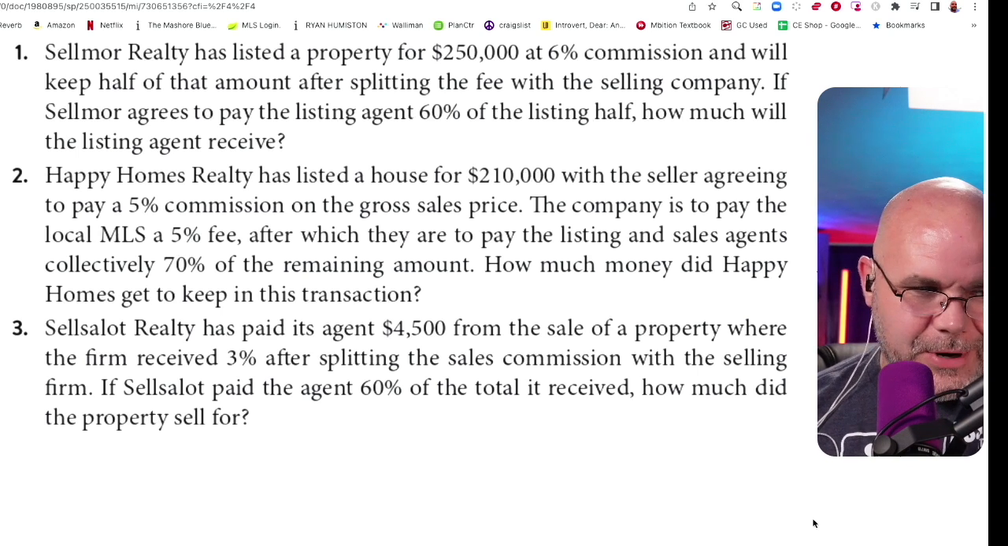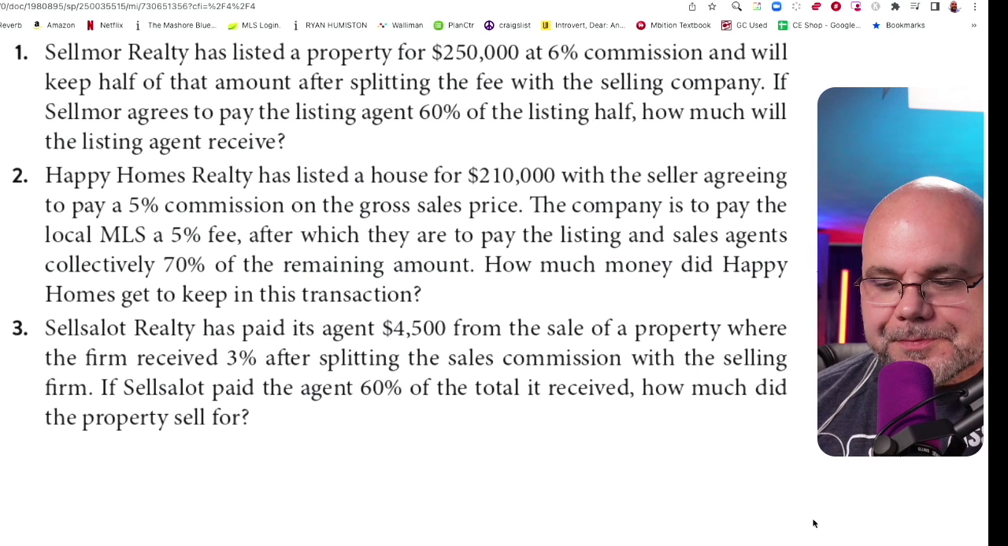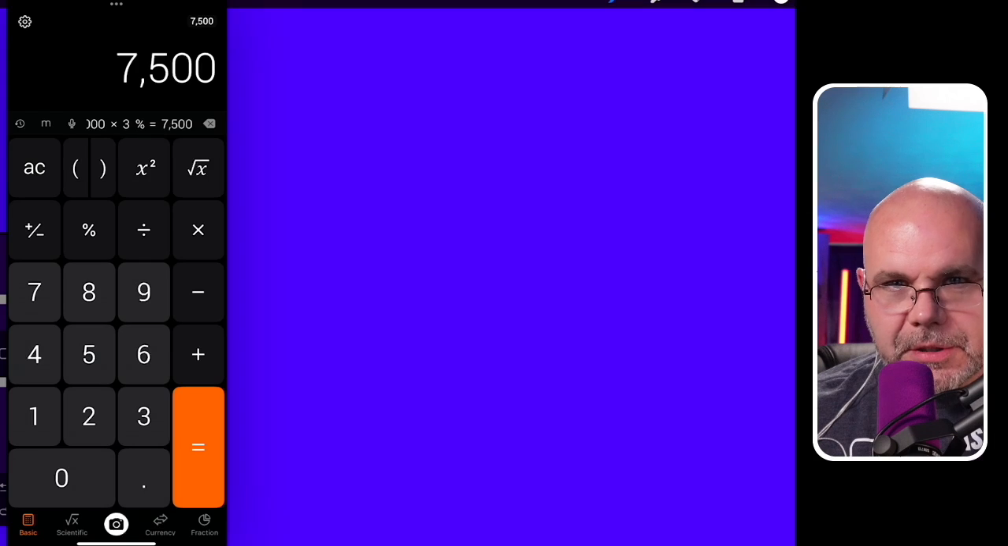Hang in there. I promise you it's not as bad as it looks. Let's start by seeing how the tree of commission splits looks. The tree of commission splits. So we have a total commission up here.